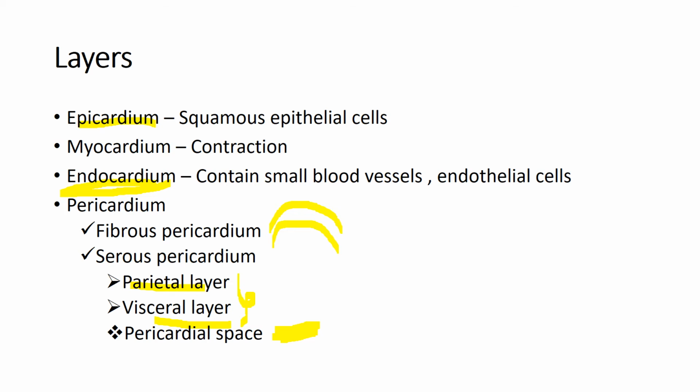So the space that contains this few ml of pericardial fluid is called the pericardial cavity. Generally it is also asked in the papers how much fluid is there. It is just 15 to 20 ml of pericardial fluid.